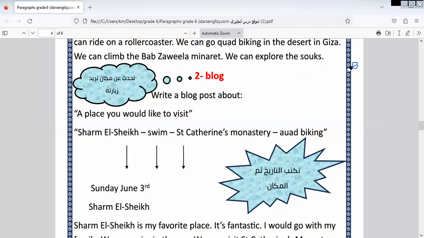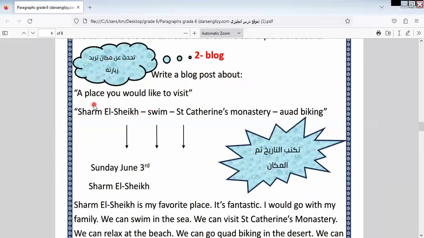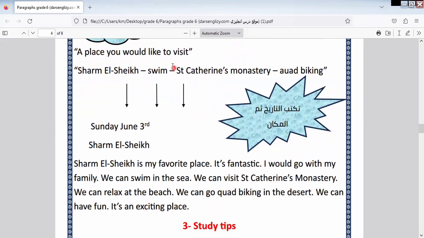Let's go to the blog. It's a new kind of paragraph. Blog: write a blog post about a place you would like to visit. Here is Sharm el Sheikh, swim, St. Catherine's Monastery, quiet biking. There is a missing letter here, which is Q. Okay, quiet biking. Let's continue the rest of this topic.